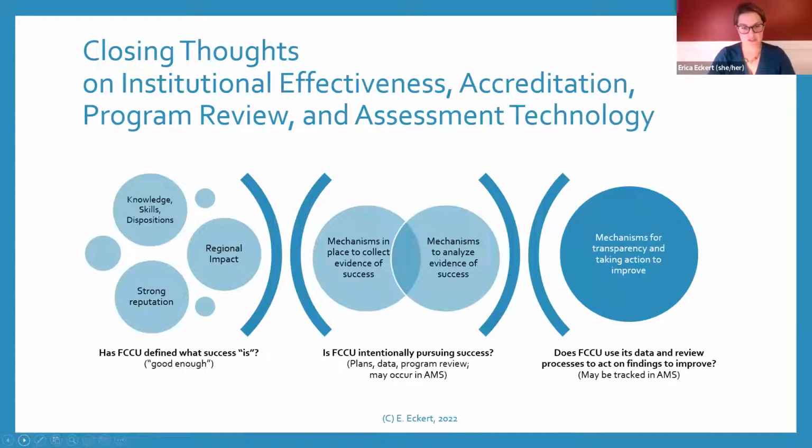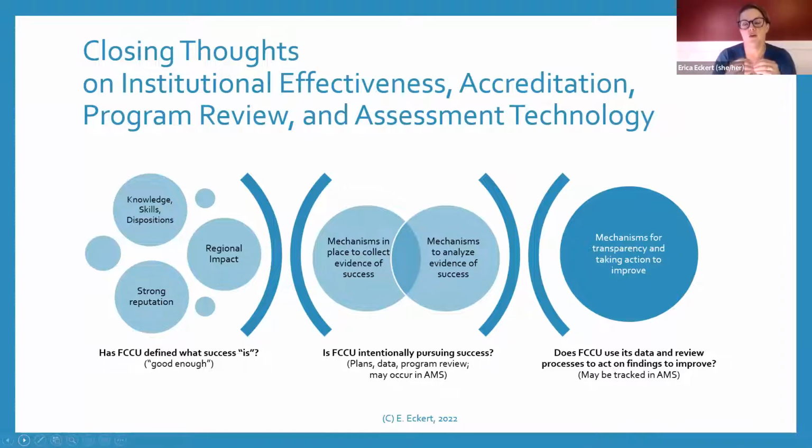So to bring this all together and piece together the idea of institutional effectiveness, accreditation, program review, and technology, your accreditor is going to be concerned with the stuff on the left-hand side of the slide, but all the way across. But start with, have you defined what success is? Do you know what institutional effectiveness is? And that definition can be defined by your organization. So to me, it looks like knowledge, skills, and dispositions of students, regional impact, and strong academic or educational reputation. That's what I saw in your mission. There may be other stuff.